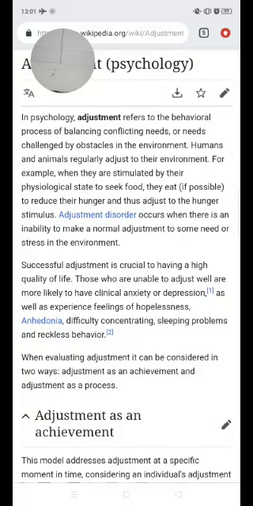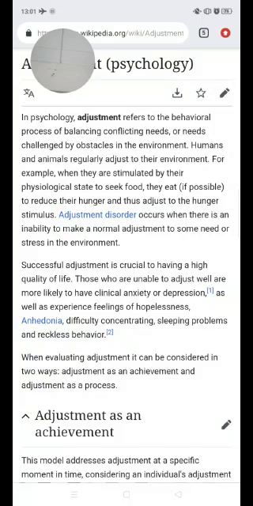All right, so let's begin. Then when evaluating adjustment, it can be considered in two ways. Okay? So adjustment can be considered in two ways. It can be of two types. Adjustment as an achievement. First thing, adjustment as an achievement. Alright. So adjustment, when we are making an adjustment to achieve our goals or to achieve something or to achieve our result or good result. So this is the adjustment when we say adjustment as an achievement.